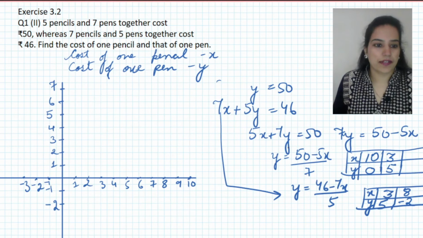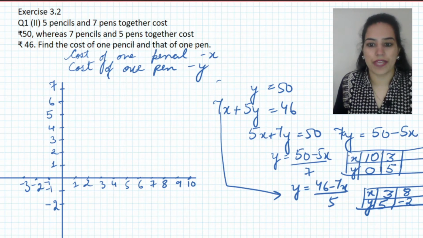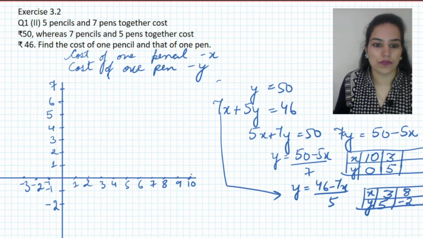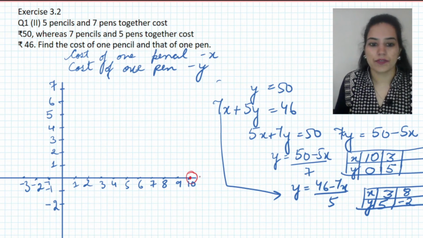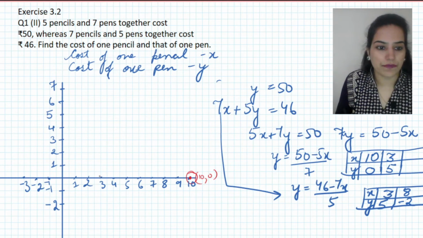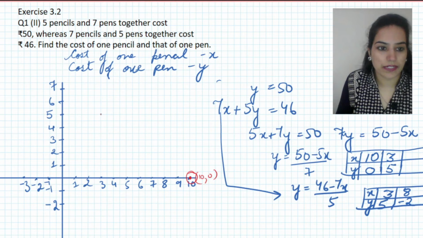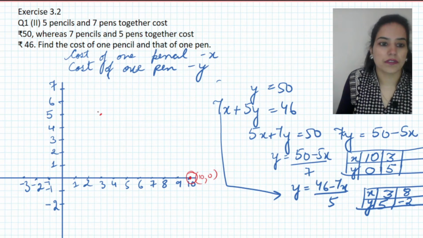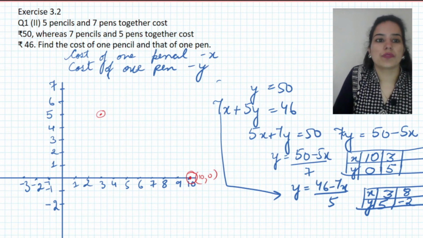Okay, the coordinates are ready, so let's plot the points now. x is 10, y is 0, so it is exactly at 10 here, and this is the point. You write it as 10 and 0. Then x is 3 and y is 5, right? So this is exactly here, this point here. So we will join them.